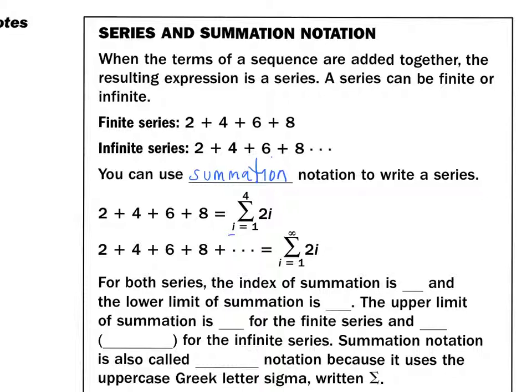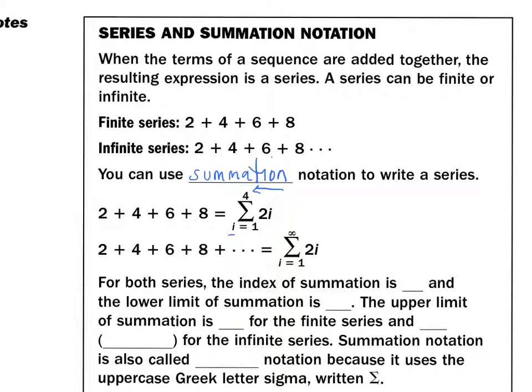This means that I'm going to start at 1 and go to the 4th term of the sequence. So that's how I get my 2, 4, 6, 8, because 2 times 1 is 2, 2 times 2 is 4, 2 times 3 is 6, and 2 times 4 is 8. And I stop when I get to this number up here. And then I just add them together.